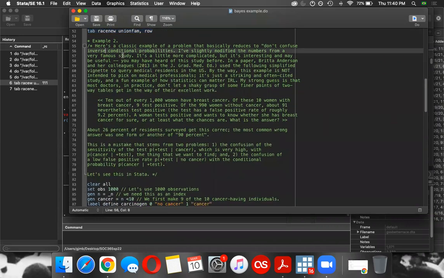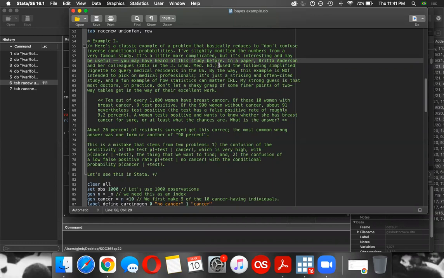This is a pretty famous study, and it's one of several very similar studies that have been conducted over the years. It's more complicated, but it could be useful to you, and you may have heard of it before. I'm going to use this particular paper that I've taught before by Britta Anderson and her colleagues, appeared in 2013 in the Journal of Graduate Medical Education.